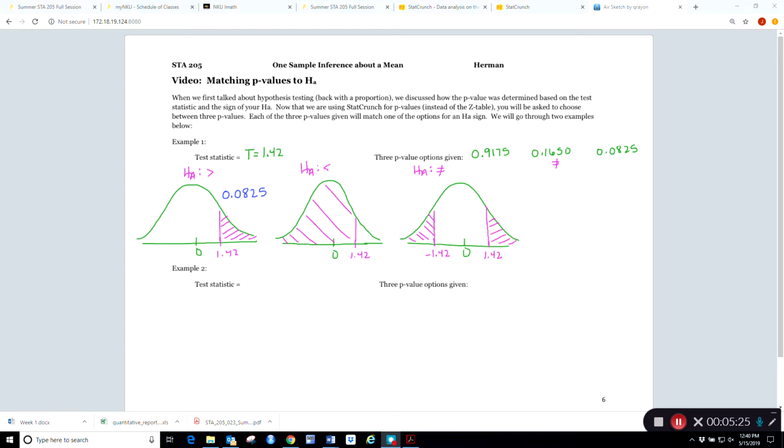Now the one that adds up to 1 is our other one-tailed one, but this is also our only one here that is bigger than 50%. But it's easiest again to find that two-tailed one first because it's double the smallest, so it's going to have our p-value of 0.1650. Let me also demonstrate this in StatCrunch like I did the first time we did hypothesis testing.